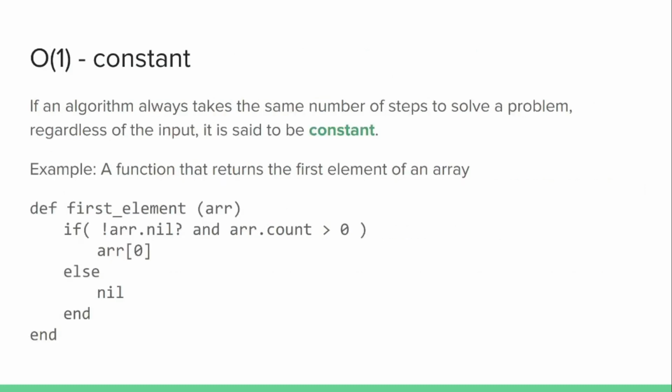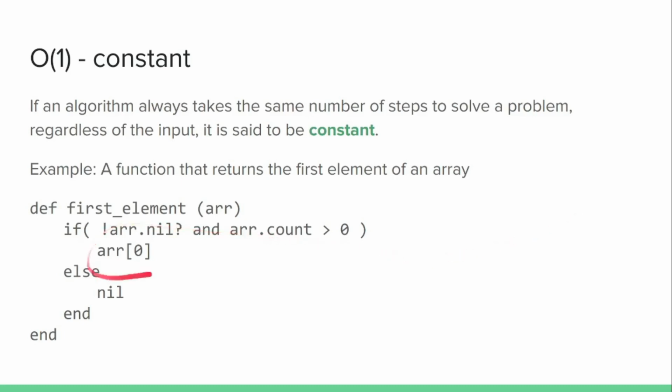So let's look at each one of these complexities more closely with examples. We'll start with constant complexity. If an algorithm always takes the same number of steps, no matter the size of the input, then we say that it has constant complexity. An example of that is a function that returns the first element of an array. It doesn't matter how many elements are in that array. It could have 1,000,000 elements, and we're still going to execute the same sequence of steps.